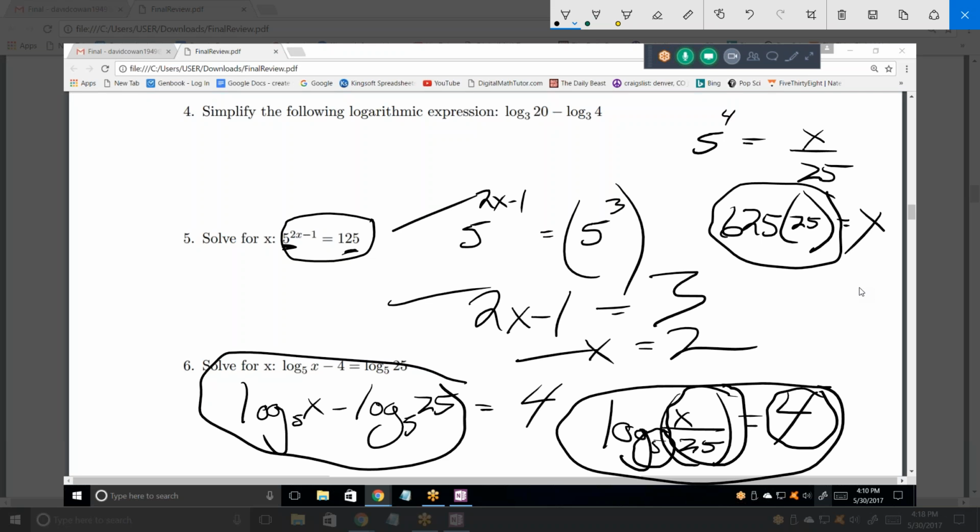So, 625 divided by 25. Not divided by, multiplied by 25. Oh, yeah, man. Sorry. 15,625. Okay. And that's what x is. In other words, the secret on all of these log equations is to combine the log expressions into a single expression.